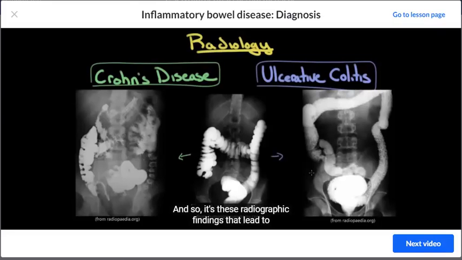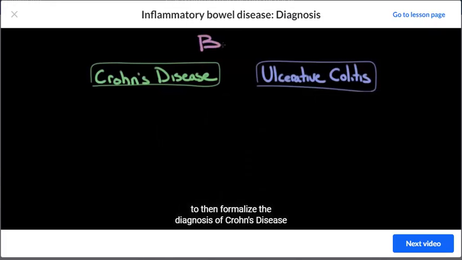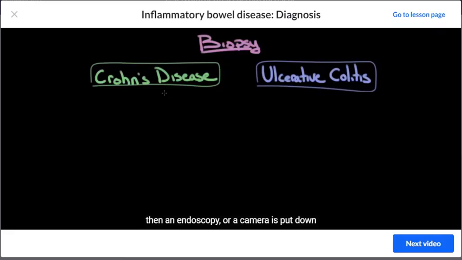And so it's these radiographic findings that lead to the next step in diagnosis, which is to obtain a biopsy to formalize the diagnosis of Crohn's disease and ulcerative colitis. So a number of different procedures can be performed to obtain a biopsy, and the decision for the type of procedure is largely based on where the location is for biopsy. So say if Crohn's disease is suspected and the lesion is in the first part of the small intestine, then an endoscopy, where a camera is put down the throat into the esophagus and through the stomach, can be performed, because that's the best way to get to the first part of the small intestine.